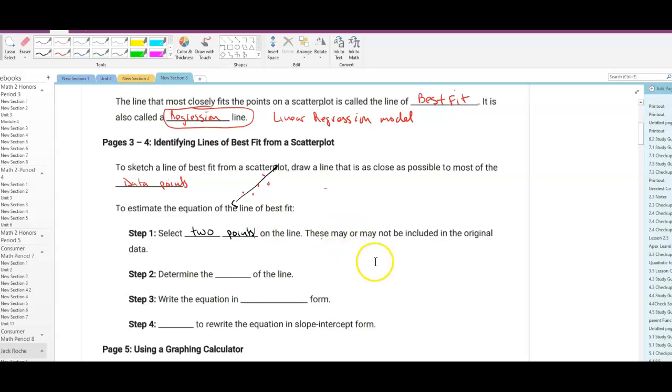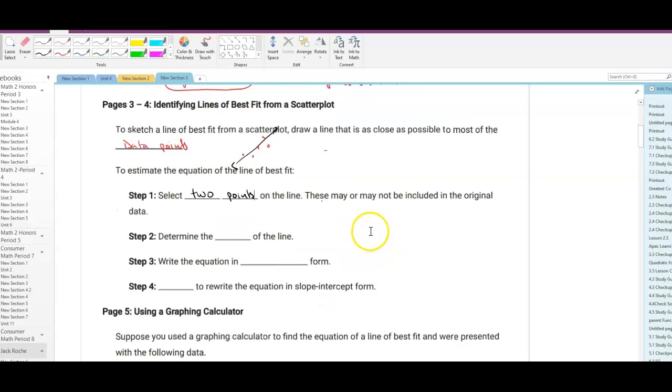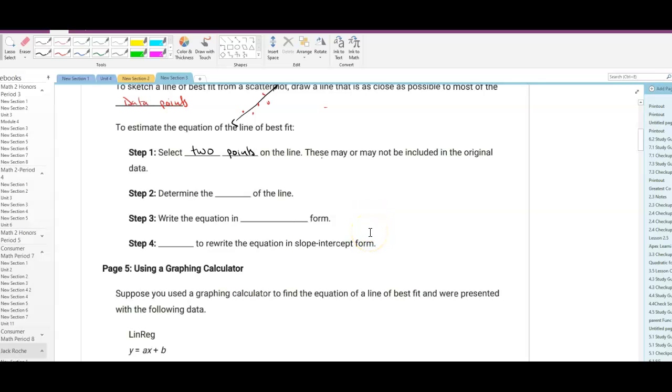on the line. So basically you construct the line, then you choose 2 points on the line, right? These may or may not be included in the original data. Then we're going to determine the slope of the line. Then we're going to write this equation in point slope form. And then we're going to simplify this to rewrite it in slope intercept form.